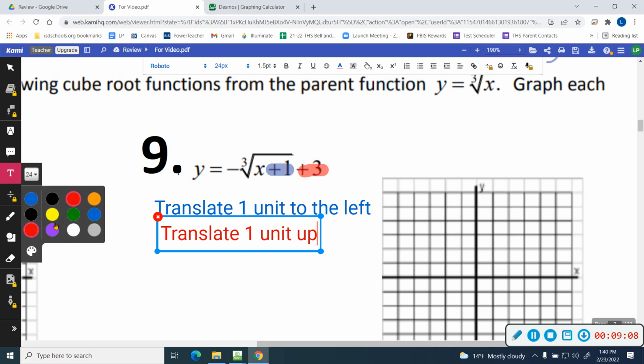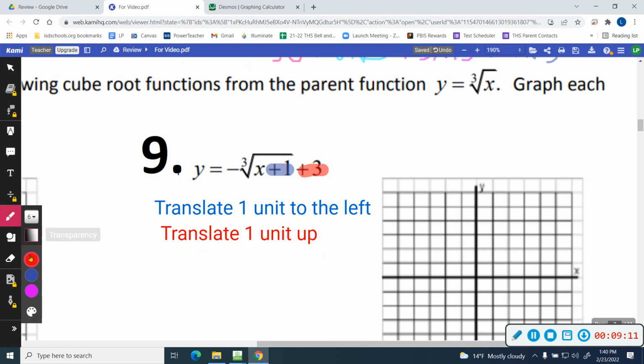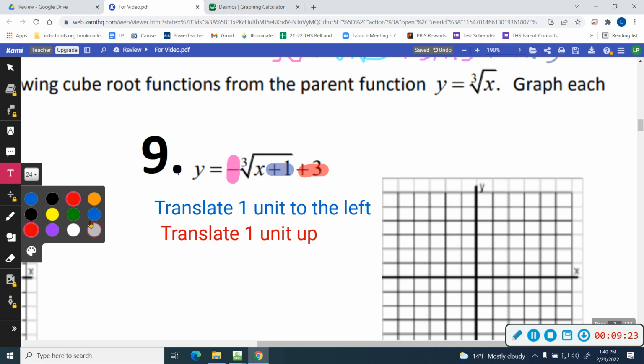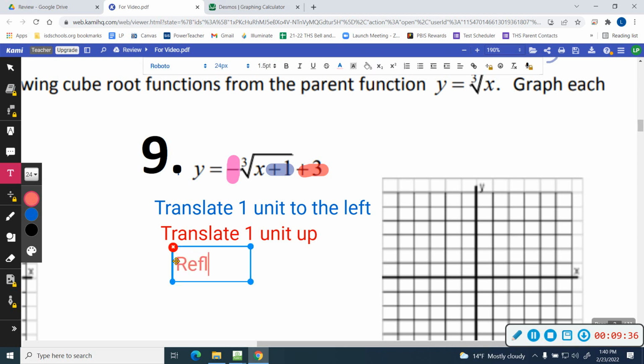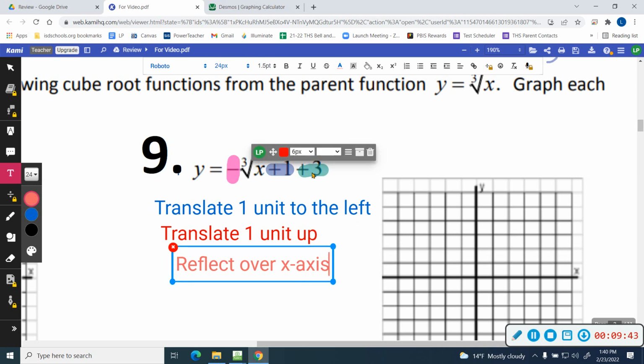And then we have one more thing, and that would be the negative. And remember, the negative, that reflects it over the x-axis. And I don't have that color. That's going to reflect over the x-axis. So it's going to be flipped over, moved to the left 1, moved up 3.